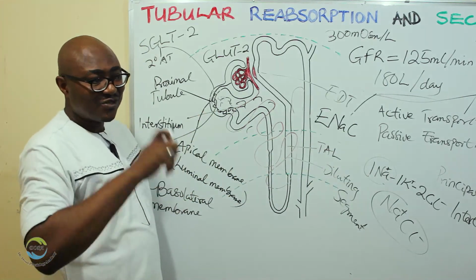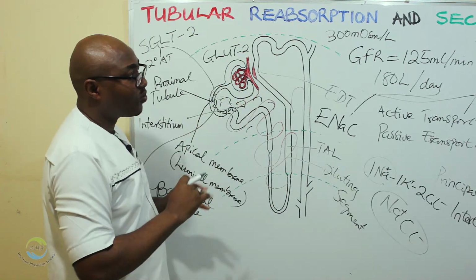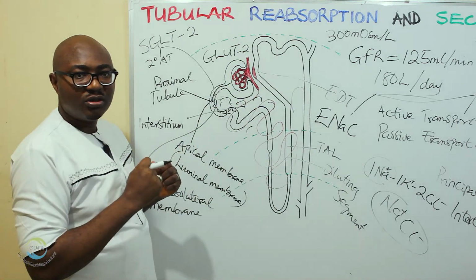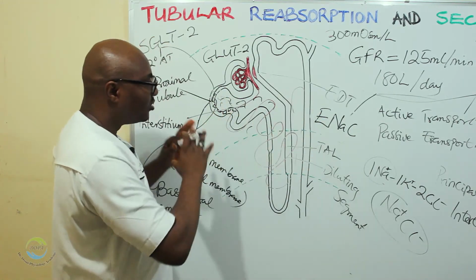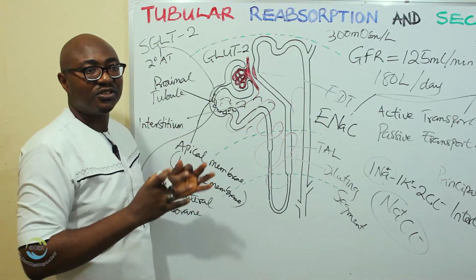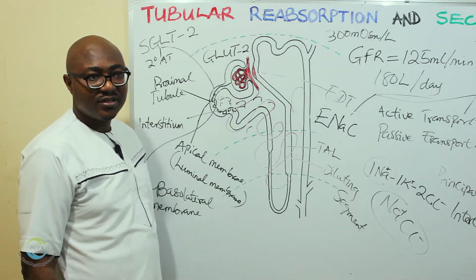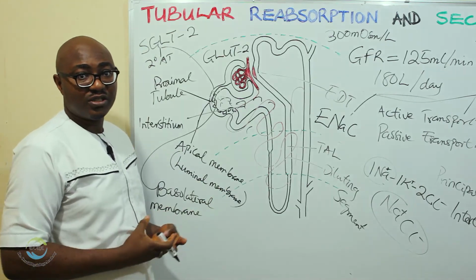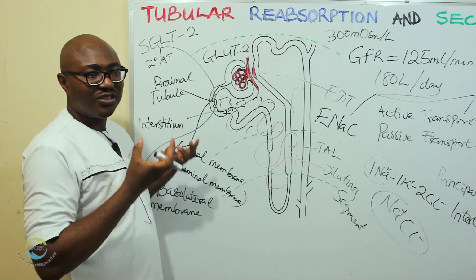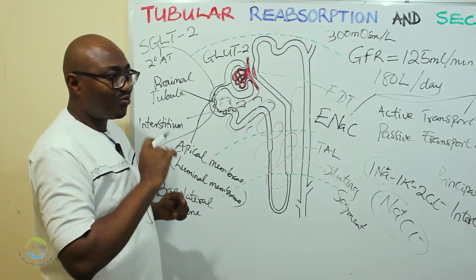All right? So in the next video, we are going to talk about concentration of urine. All these things are normal reabsorption and secretion. But we need to talk about the fact that sometimes you need to excrete dilute urine, other times you need to excrete concentrated urine. How does the body do that? How does the body know which one to do? That will be in the next video.